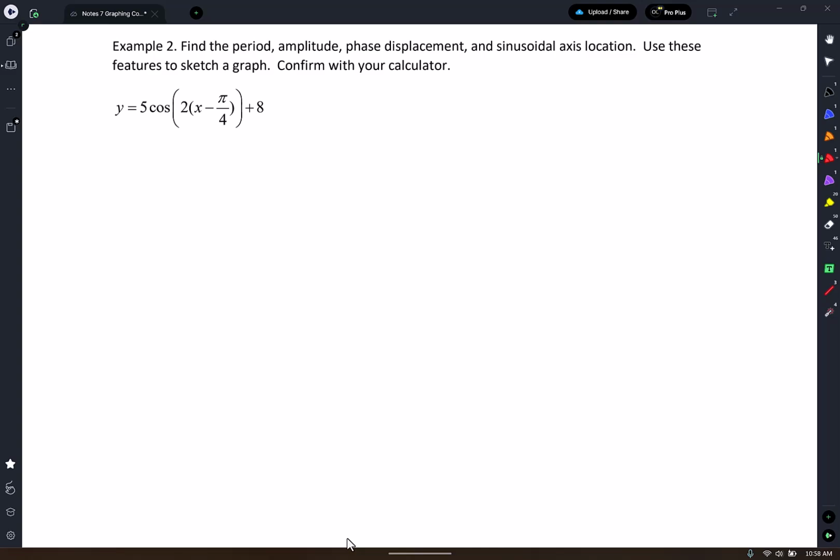All right, here we go, guys. You guys ready? All right, it says find the period, amplitude, phase displacement, and sinusoidal axis location. Use these features to sketch a graph. Confirm with your calculator. Okay, before I do anything, I'm going to go y equals a cosine, open parenthesis, b, open parenthesis, x minus c, close, plus d. I just went down the alphabet. A, B, C, D is what we don't know.